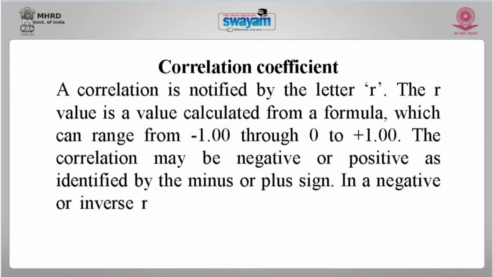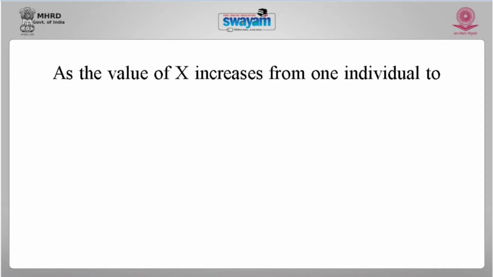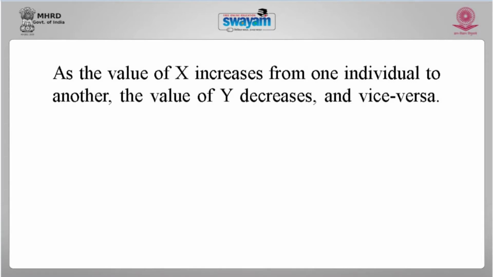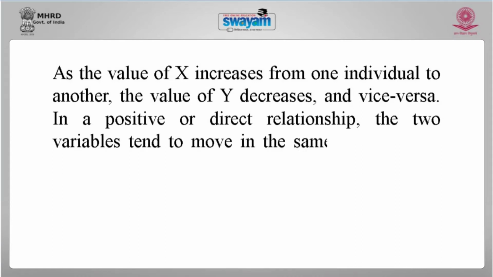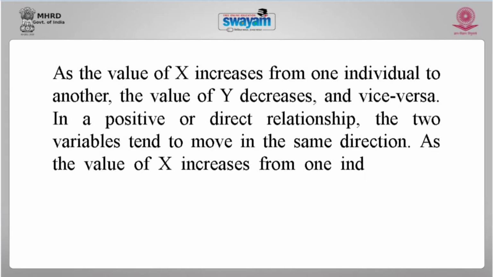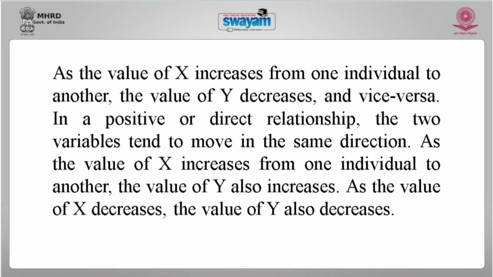In a negative or inverse relationship, the two variables tend to move in opposite directions. As the value of X increases from one individual to another, the value of Y decreases and vice versa. In a positive or direct relationship, the two variables tend to move in the same direction. As the value of X increases from one individual to another, the value of Y also increases. As the value of X decreases, the value of Y also decreases.